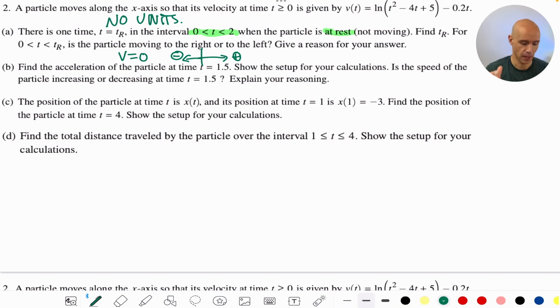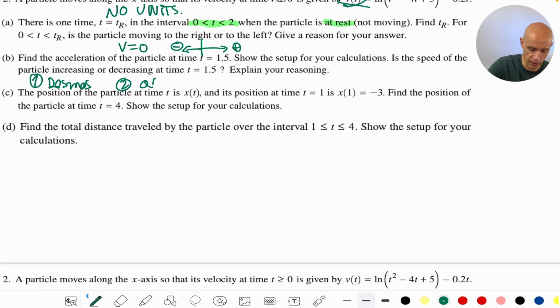Now, B. Find the acceleration of the particle at t equal to 1.5. No units, you can see, no units. Show the setup. Well, there are 2 ways to solve this problem. Now that we have Desmos or a scientific calculator, one, just use Desmos. You tell Desmos, look, this is my function, this is v, compute the derivative at 1.5, and it will do it for you. Second way, compute it yourself, but that's optional. Then substitute the time and double check that the answer is the same. Of course, at the level of AP calculus, you don't need it.